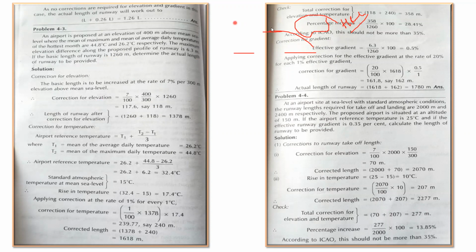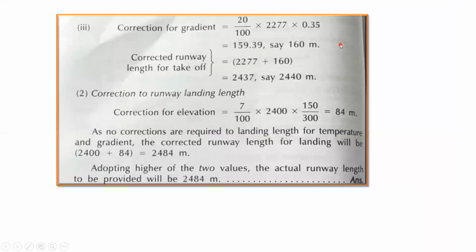And coming to the correction for the gradient, sometimes they are going to give the highest RL and the lowest RL. If it is not given, in this problem they have given the difference, the maximum elevation difference from the proposed profile of a runway, 6.3. Then 6.3, you will have to divide by basic runway length into 100. With this you are going to get the effective gradient. Sometimes they are directly going to give you effective gradient, like we saw in this example.